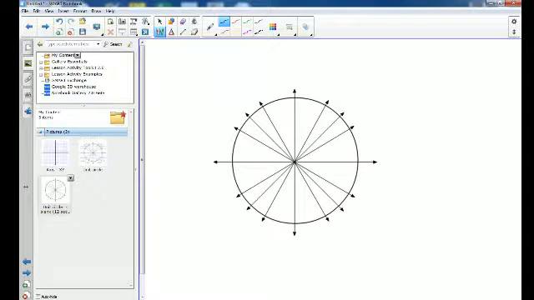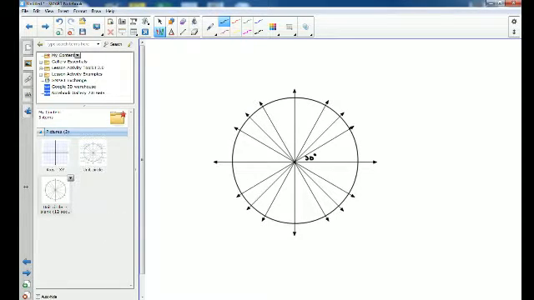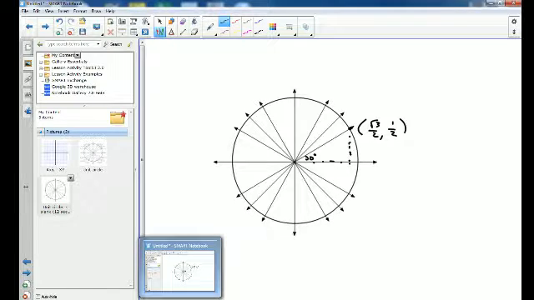This angle is 30 degrees. Okay, what are the coordinates of this point? Root 3 over 2 and 1 over 2, because we can build a triangle right there that's 30, 60, 90, right? And get those coordinates, just like I showed you in the last slide.